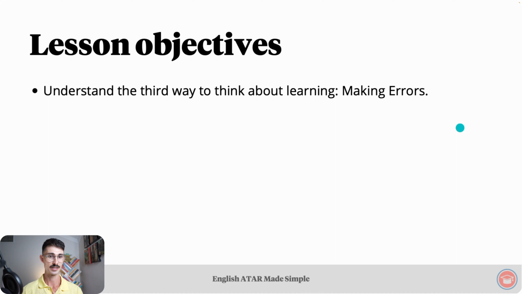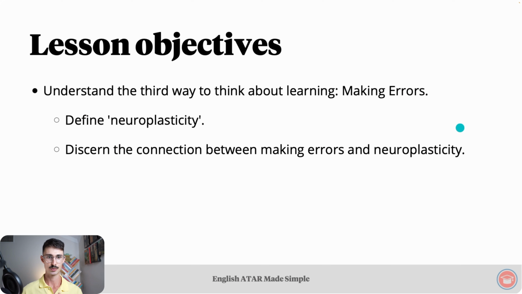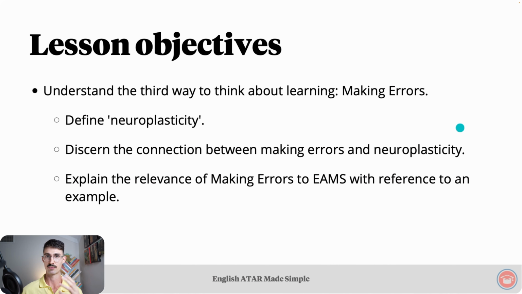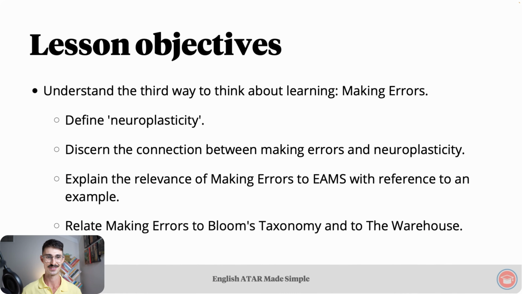Lastly, we will understand the third way to think about learning, which we can just refer to as making errors. Then we'll define what neuroplasticity is. After that, we'll discern the connection, or figure out the connection, between making errors and neuroplasticity. Then we'll explain the relevance of making errors to English ATAR Made Simple with reference to an example, and we'll relate making errors to the second way to think about learning, Bloom's Taxonomy, and to the warehouse.